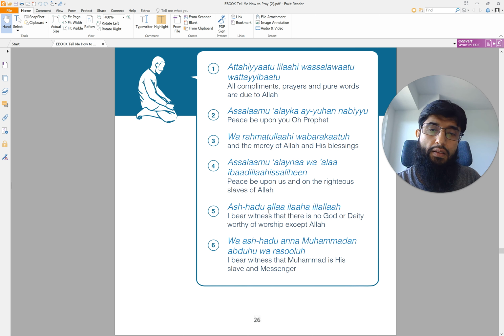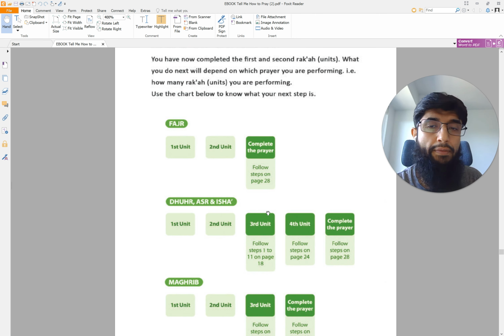All right, so how many units are there in the Fajr, the morning prayer? 2. Then you have the Dhuhr, which is the afternoon prayer, usually around 12:30 or 1:30, depending on the time zone. Then you have Asr, usually around 5 or so, or 3, depending on the season as well. And then you have the night prayer, which is Isha. These are all 4 units. So first unit, second unit, then it says, steps for third unit, fourth unit, and then you complete the prayer.